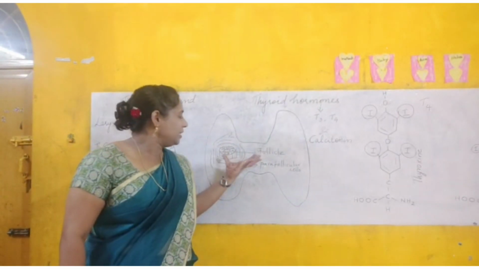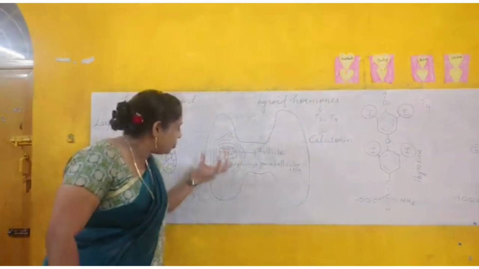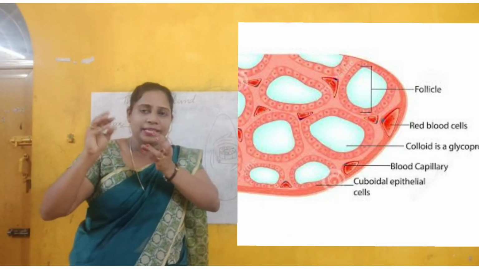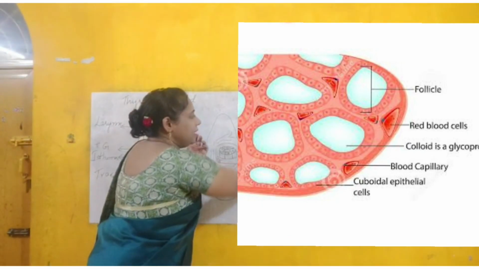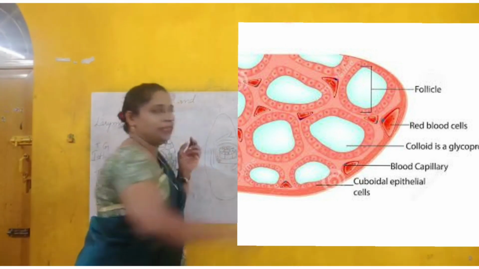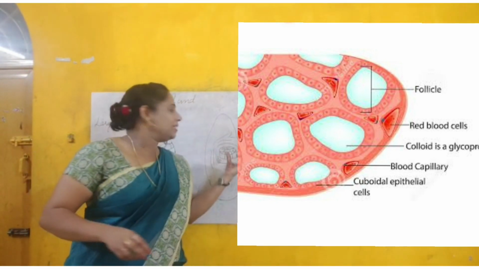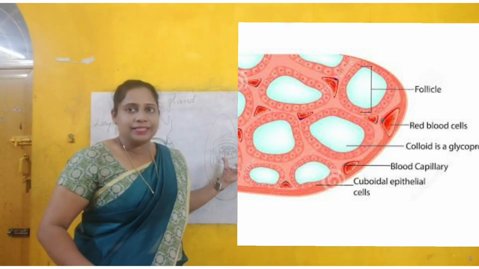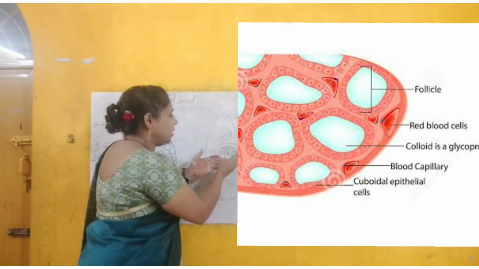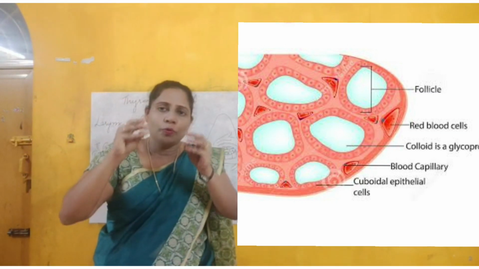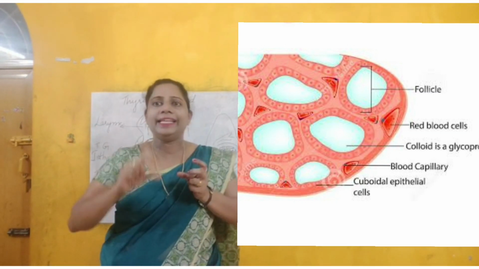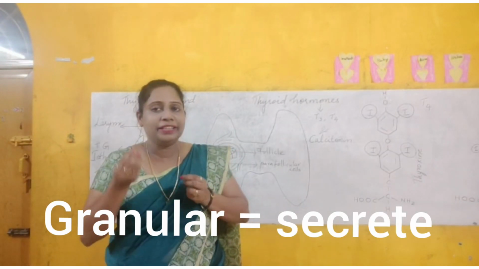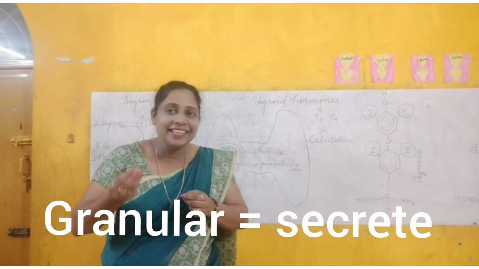If you see the structure of the thyroid gland, you can find so many small packages. Packages of cells, glandular cells found everywhere in the thyroid gland, and these are called follicular cells. What are they called? Follicular cells. Each follicle has a group of cuboidal epithelial cells. These cells are glandular in nature and therefore they are secretory in nature.